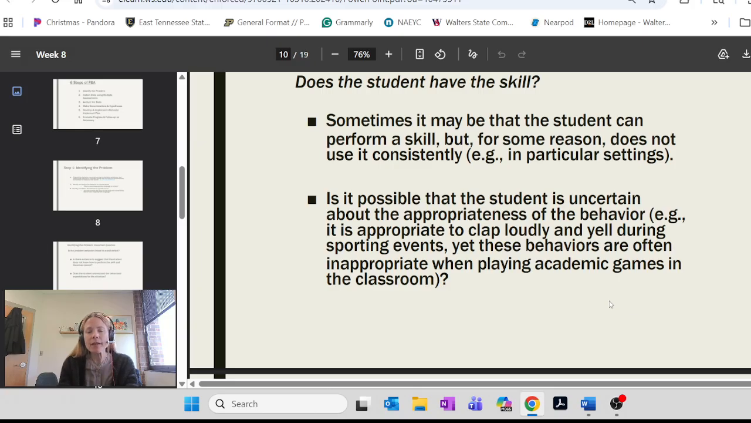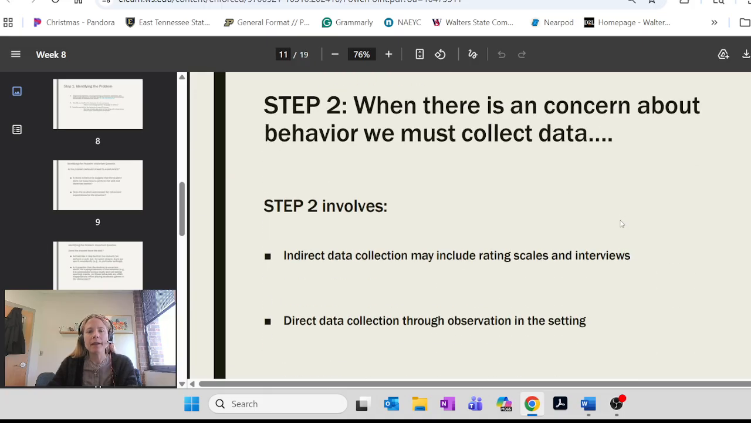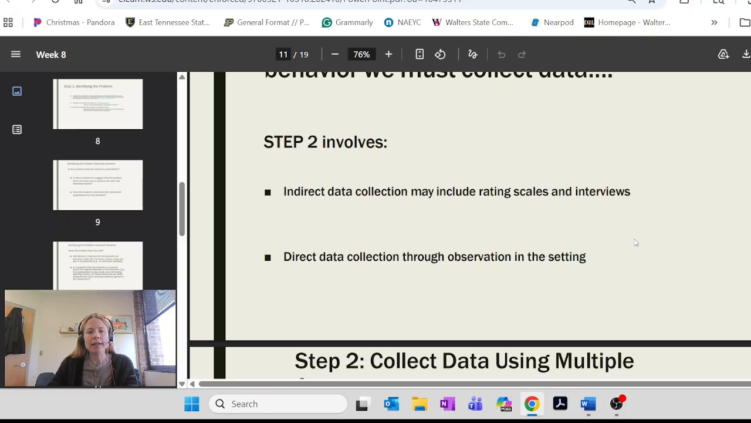So that's something you need to ask questions too. And is it inappropriate? And when is it happening, right? Once you get that data and you start collecting it, we look at what kinds of data do we want to use.